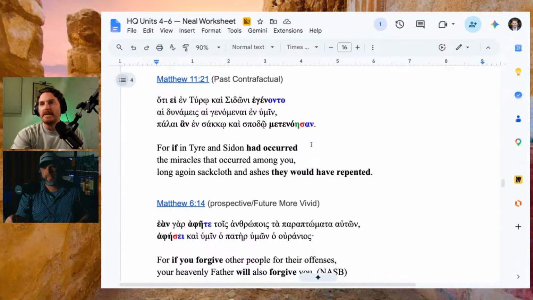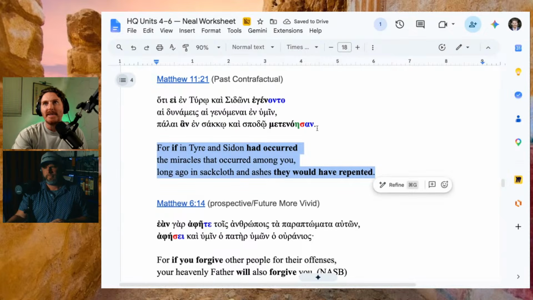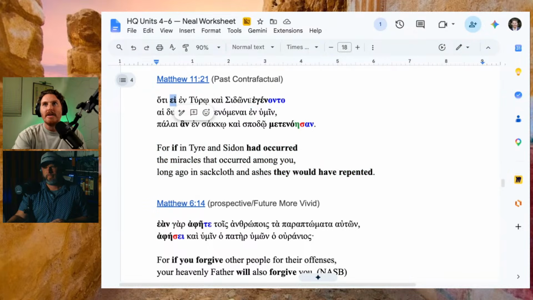Other examples of past counterfactual, right? For if in Tyre and Sidon had occurred the miracles that occurred among you, long ago in sackcloth and ashes they would have repented, but they didn't repent because it's counterfactual, right? And so you can see the ei here. You can see the metenoesan, the imperfect. You can see the an tagging the apodosis.